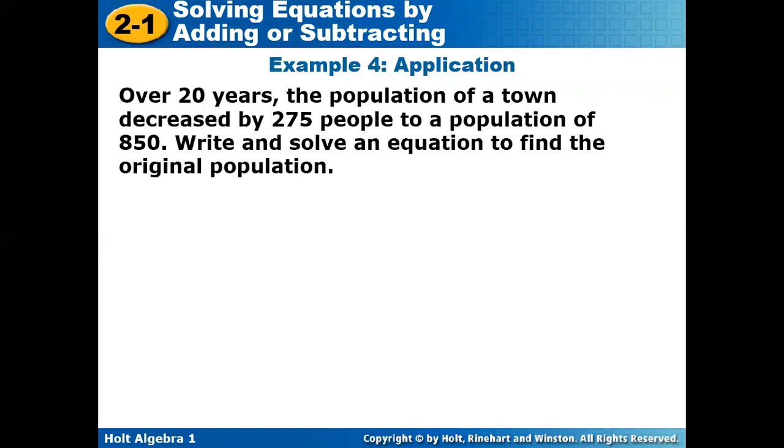And sometimes word problems can be difficult. So we'll do one word problem as an example.